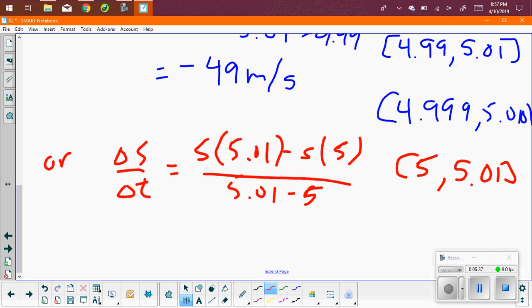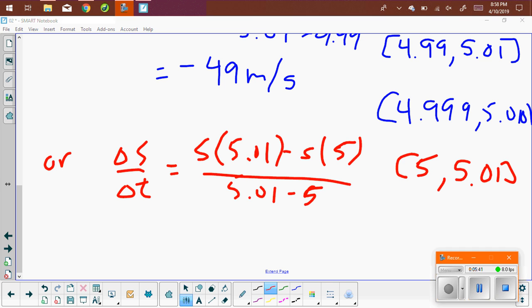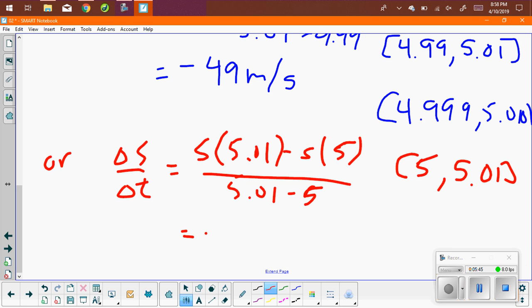And I apologize for my sloppy writing. It's making all those S's and 5's look exactly the same. So when I ran through this time, I got negative 49.049. So rounding it off, it's essentially the same thing, negative 49 meters per second.